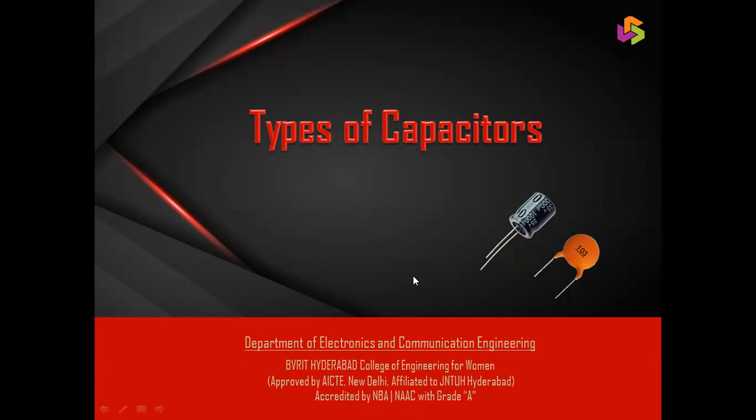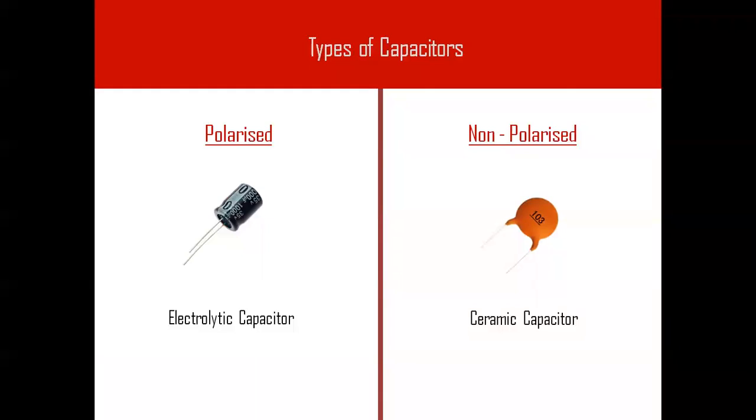Welcome back to the session on capacitors. In this video, we'll be seeing types of capacitors and their differences. There are two types of capacitors, polarized and non-polarized. Electrolytic capacitors come under polarized capacitors and ceramic capacitors come under non-polarized capacitors.